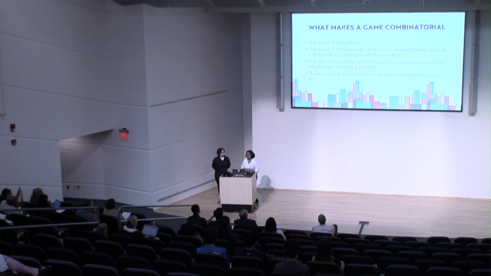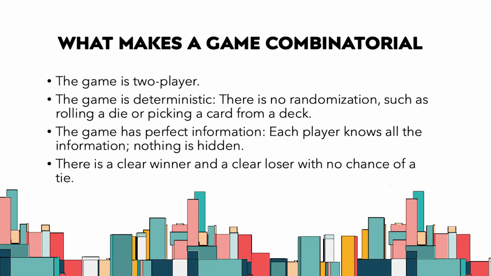So, Julia, what makes a game combinatorial? Well, combinatorial games are a specific type of game that we are able to analyze and decide whether they are first-person wins or second-person wins, or if there's a specific strategy. So, like she said, what makes a game combinatorial?